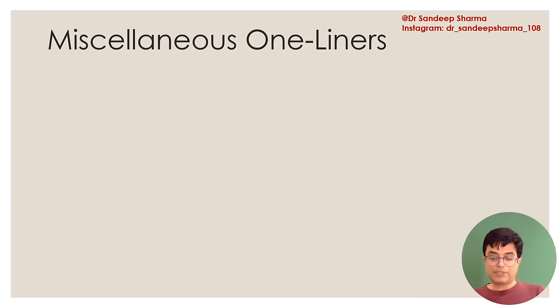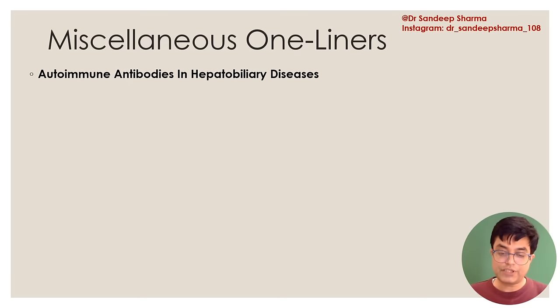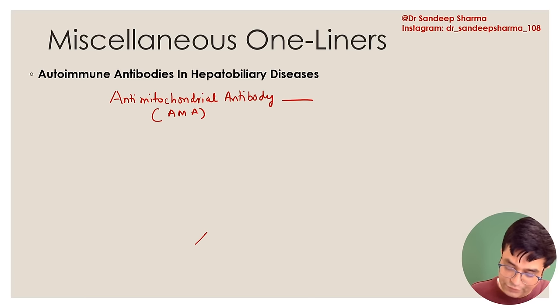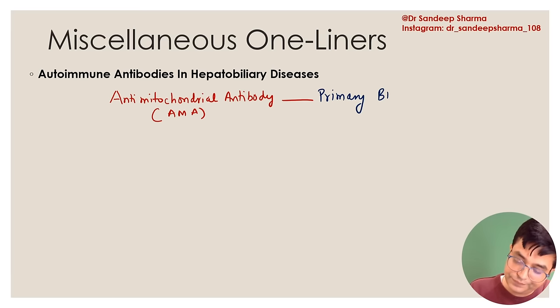Question number 17, miscellaneous one-liners. Which autoimmune antibodies are found in hepatobiliary diseases? So there is a list we can make. It overlaps with pathology, but I often find people going wrong in the exam. If the question says anti-mitochondrial antibody, written as AMA, it is found to be positive in which condition? It is found to be positive in patients with primary biliary cirrhosis.